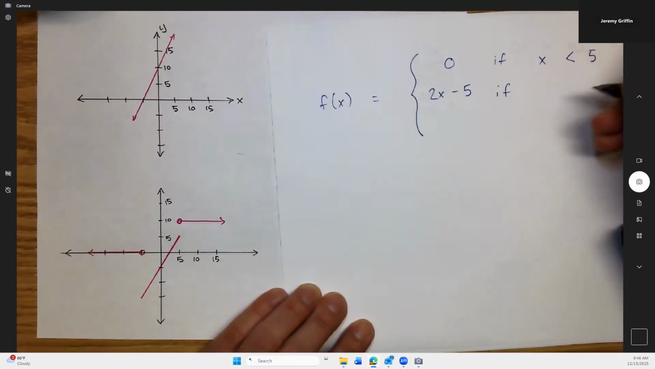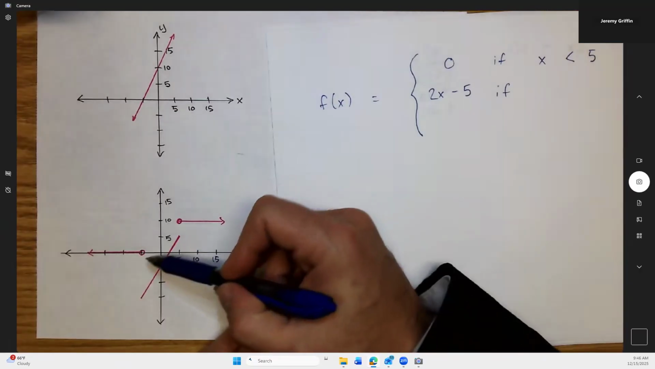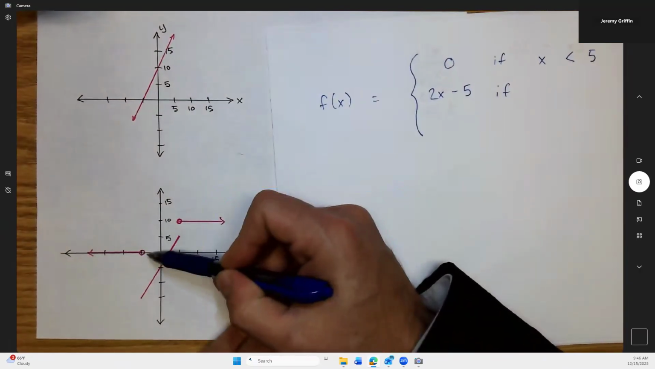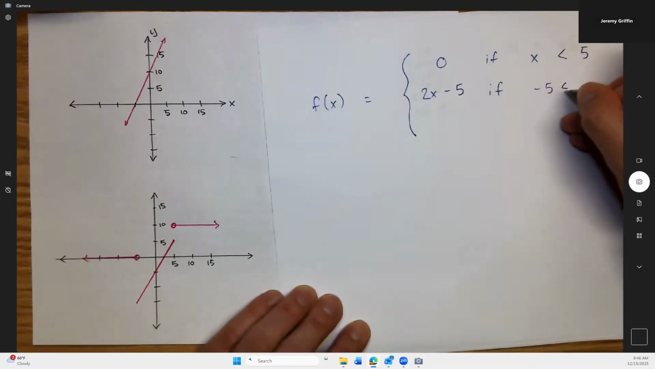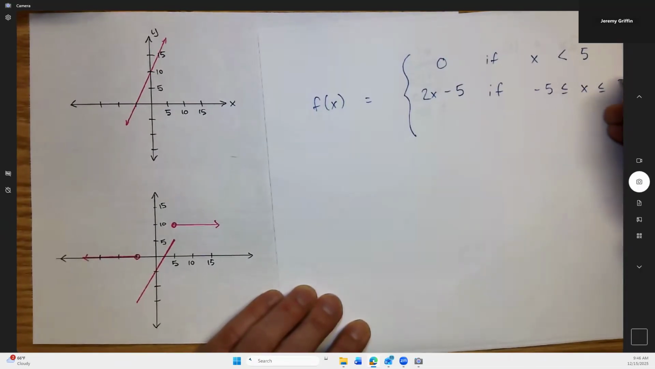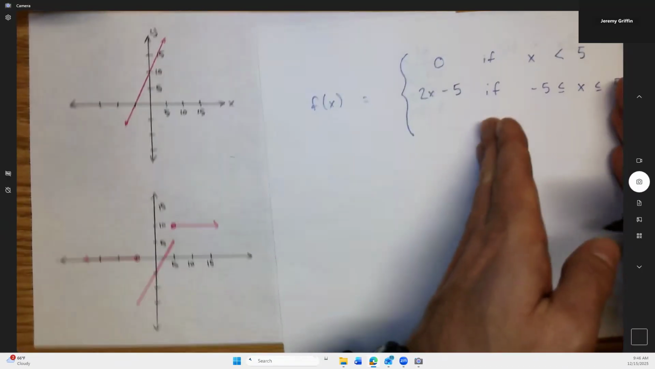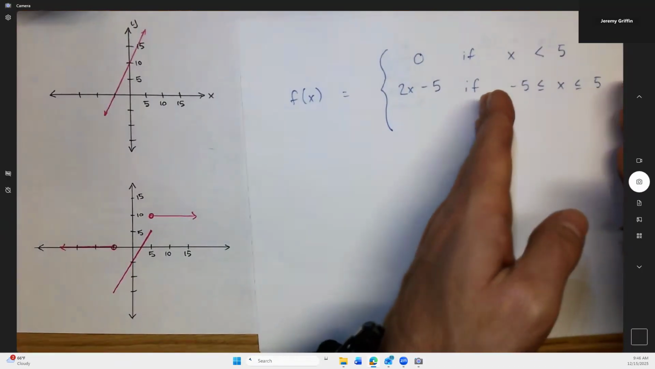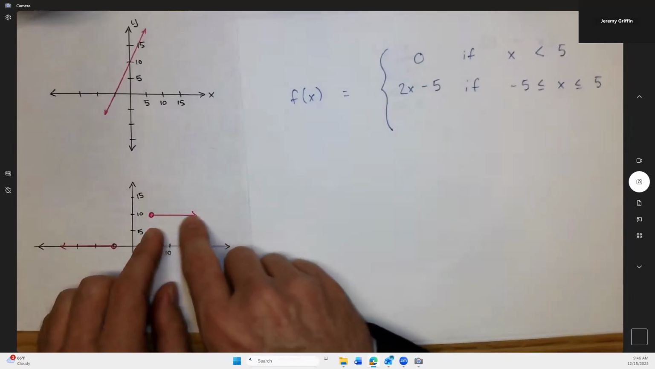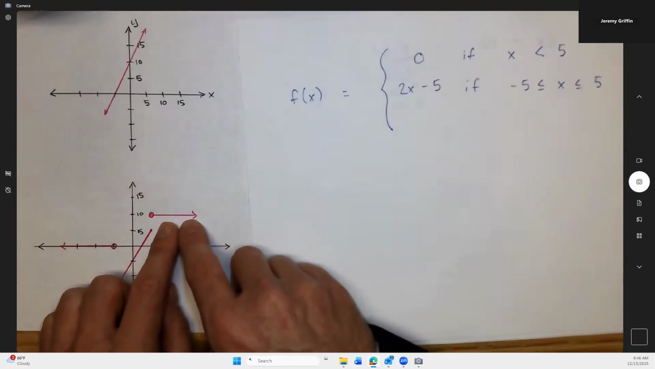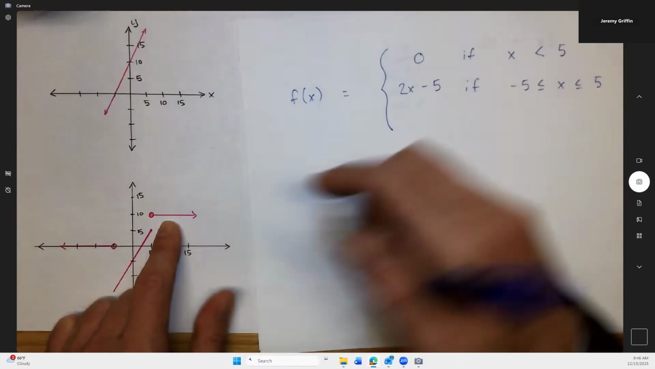Okay. If what? If x is between what? Negative 5 and 5. Yeah, negative 5 to 5, but also inclusive. So negative 5 less than or equal to x less than or equal to 5. Right. This tells you what part of the domain to look on for this function to apply. Okay. How about this last part right here? What's the equation of this bit? y is 10 if x is greater than 5.